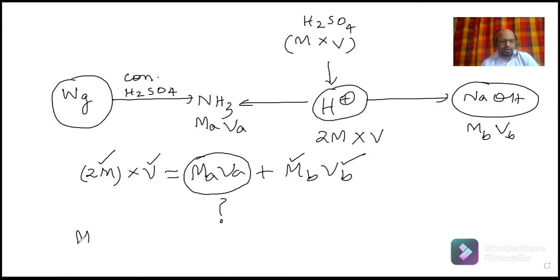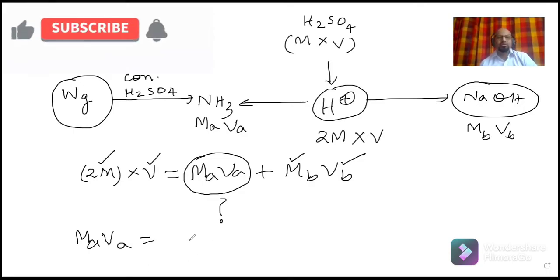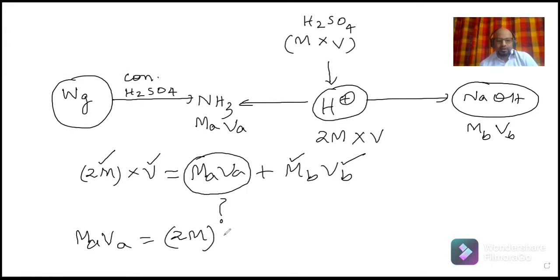So MaVa, that is the millimoles of ammonia, will be equal to the 2m into V minus MbVb. So this is the total number of millimoles of ammonia being calculated. Your job is 90% done. Now you need to note it down. I'll be going to the next page. I just pause the video and note it down.